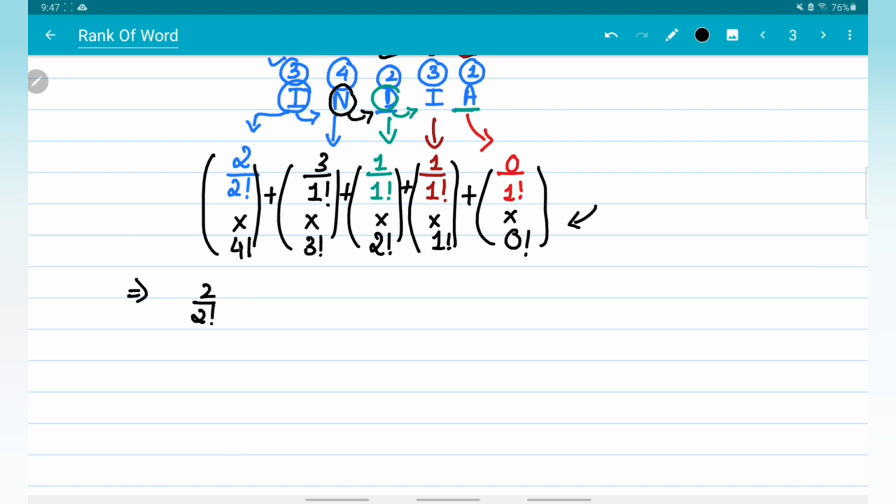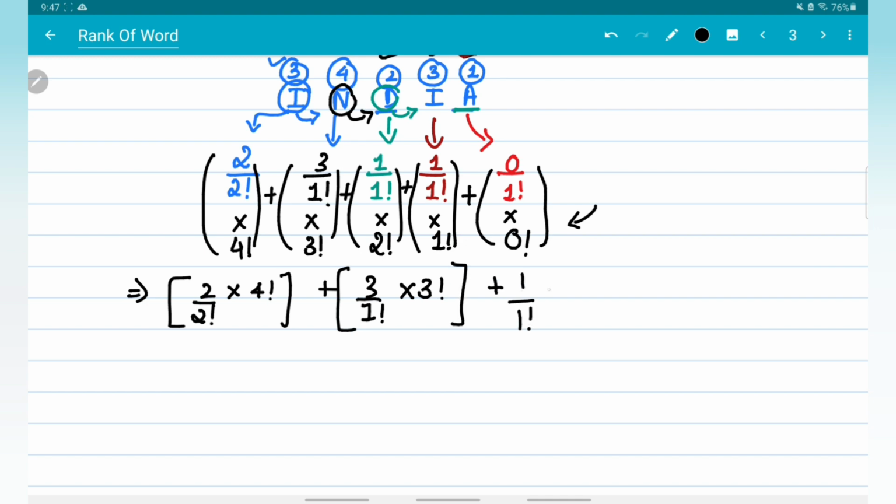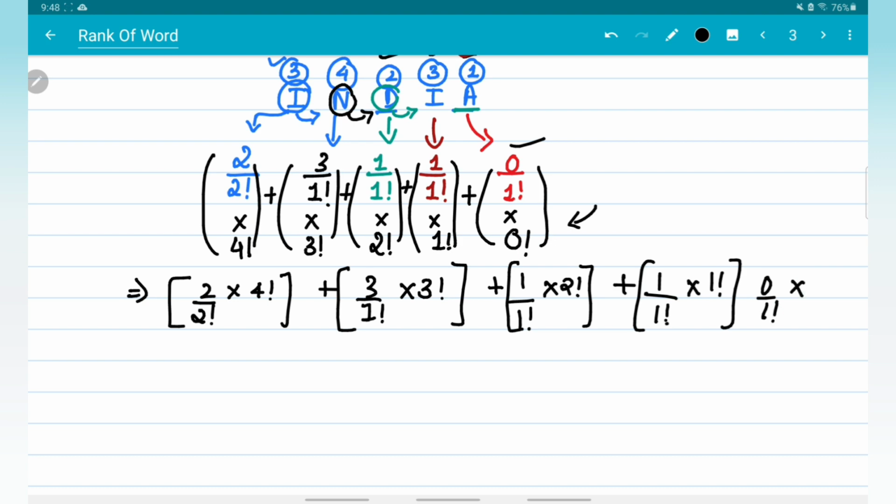The same as the previous one. So 2 by 2 factorial into 4 factorial we are going to multiply, then plus the next one was 3 by 1 factorial into 3 factorial. Then plus 1 by 1 factorial into 2 factorial, plus 1 by 1 factorial into 1 factorial. Then what was the next one? The last one was 0 by 1 factorial into 0 factorial. We have to add all of them.